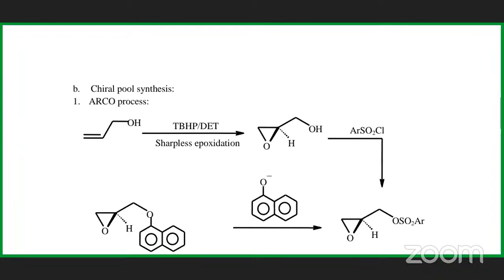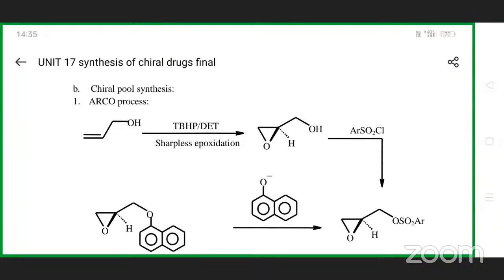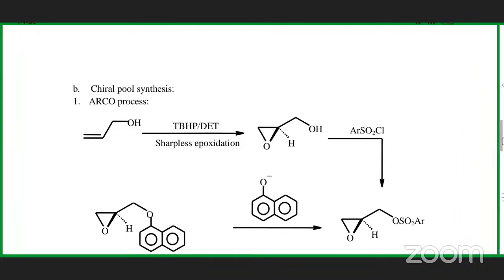And chiral pool synthesis of these antihypertensive drugs like metoprolol, propranolol, and atenolol here. So here the starting material is taken as, what is this one? Yeah, a beta-gamma unsaturated alcohol here. So you can use the unsaturated alcohol, then you can go with the Sharpless epoxidation.